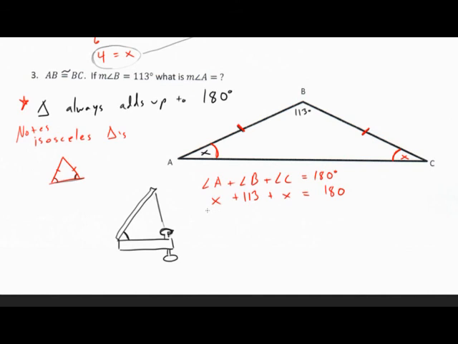This is all set equal to 180. I look for like terms, x and x. 113 has a like term, but it's on the other side. So let's first simplify what's on the same side. x plus x will be 2x plus 113 equals 180. Subtract 113, both sides.